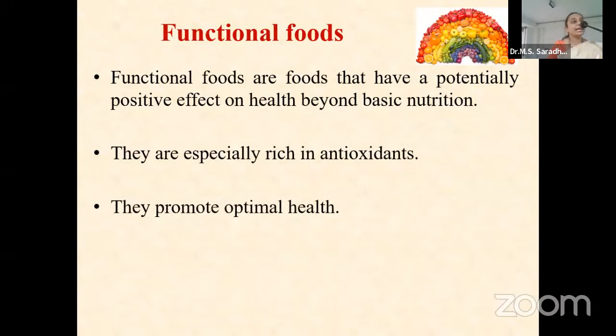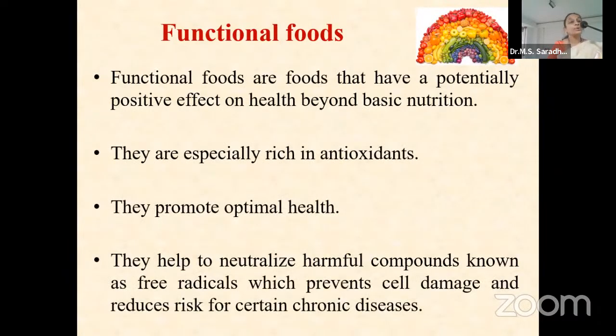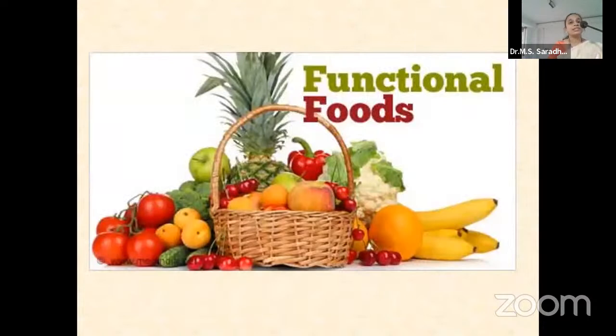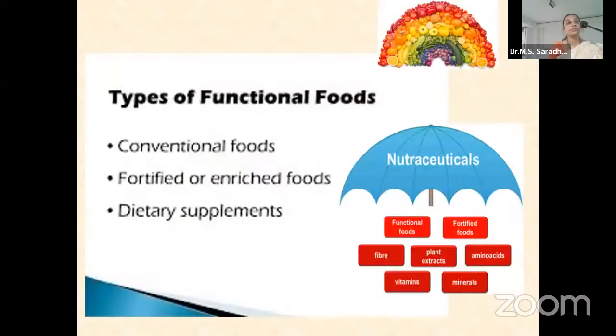They are rich in antioxidants and they promote optimal health by neutralizing harmful compounds known as free radicals, which prevents cell damage and reduces the risk of onset of certain chronic diseases. Now, these are the functional foods which can be consumed on a regular basis from our natural sources. Now, the functional foods are available commercially as conventional foods, fortified or enriched foods, and dietary supplements.